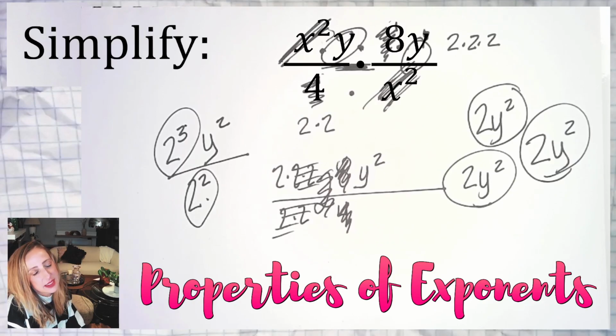All right. Click through for the next example. We have a couple more property of exponents, 2 more, and then some factoring after that.